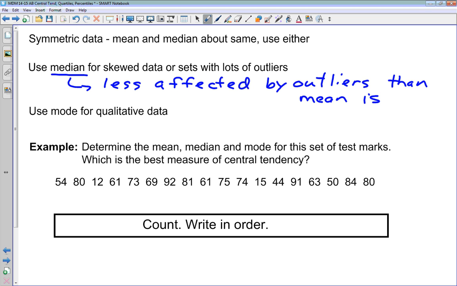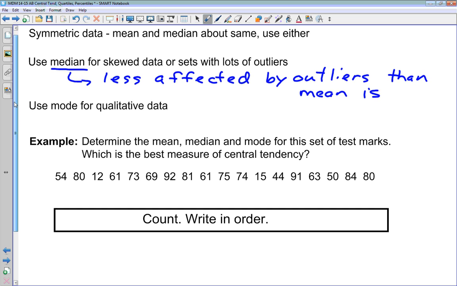Often in statistical terms, we would say that the median is a more robust measure of central tendency than the mean is. Okay? And where do we always use the mode? Well, if we've got qualitative data rather than quantitative data, we're always going to use the mode. What is the most frequent category that people answered in?